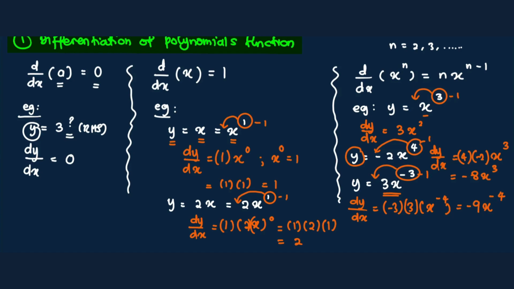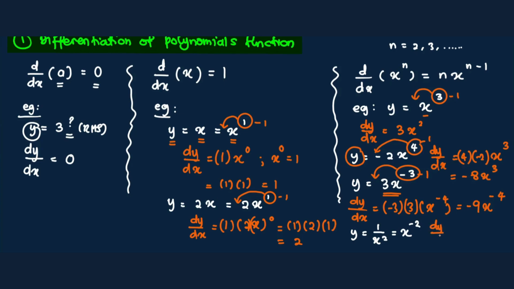Last example, let's say you have y is equal to 1 over x squared. Okay, to differentiate this function, it is recommended for you to rewrite this fraction into the simplest x to the power of n, which is equivalent to x to the power of negative 2. Okay, only then it will be easier for you to differentiate the function.